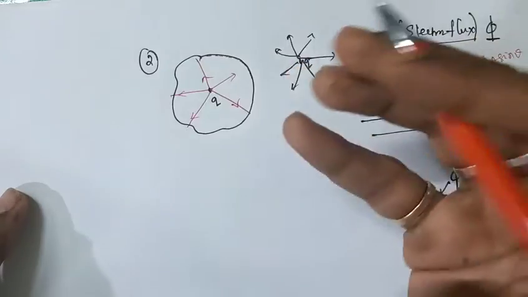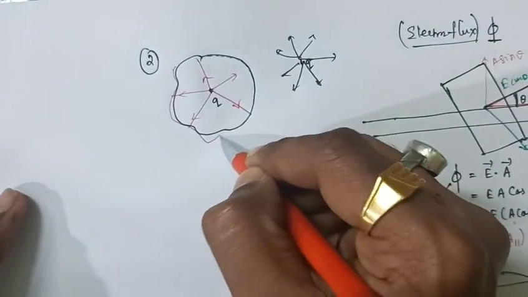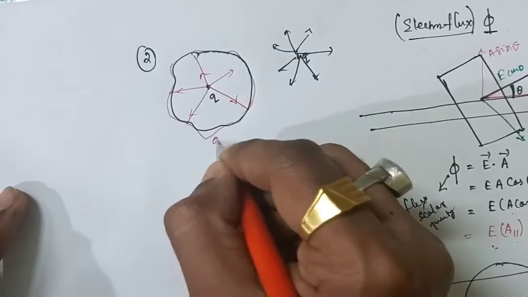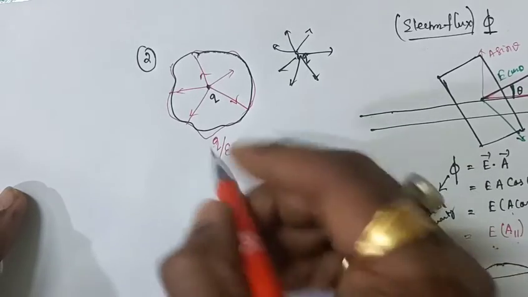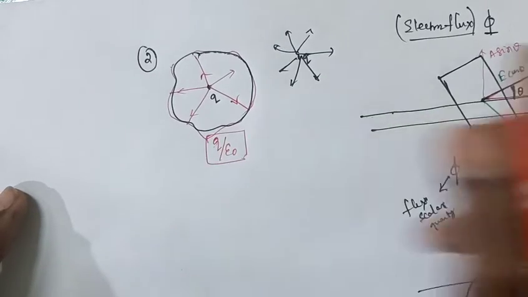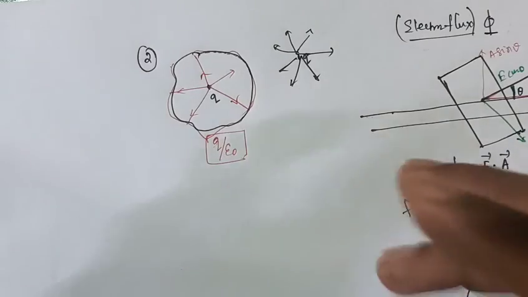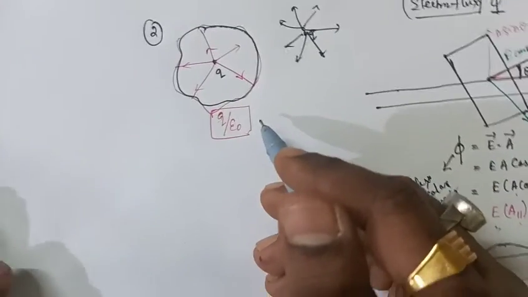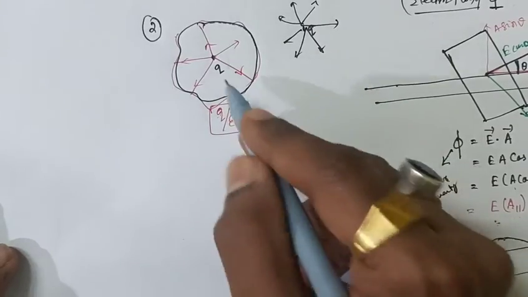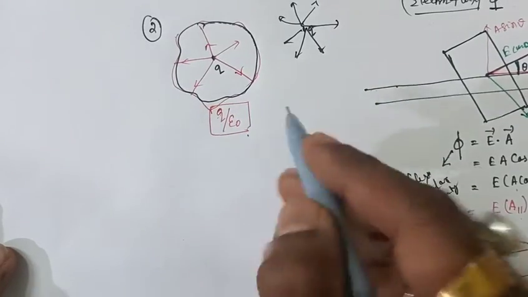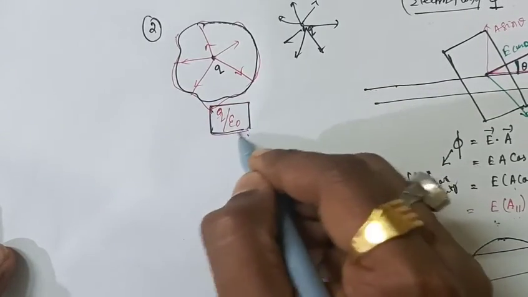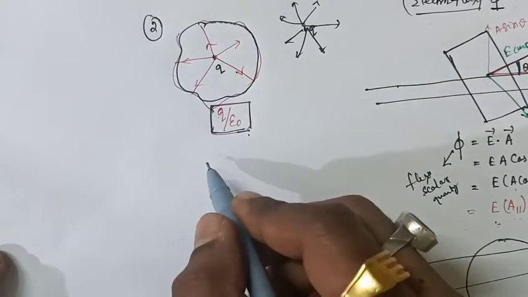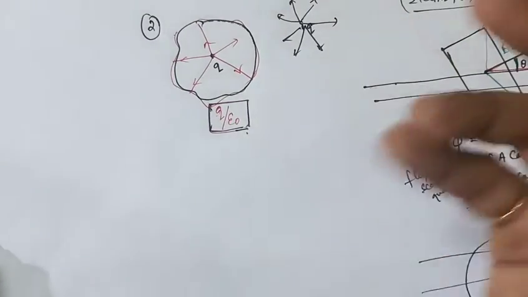So how much flux passes through this closed surface? The expression is Q upon epsilon naught. This is a very fundamental thing the student has to remember. If any charge is enclosed within a closed surface, the flux coming out of this closed surface is Q upon epsilon naught. This is a very basic law, Gauss law. Later we will prove these things. So students, if you remember these things, it will be more useful.